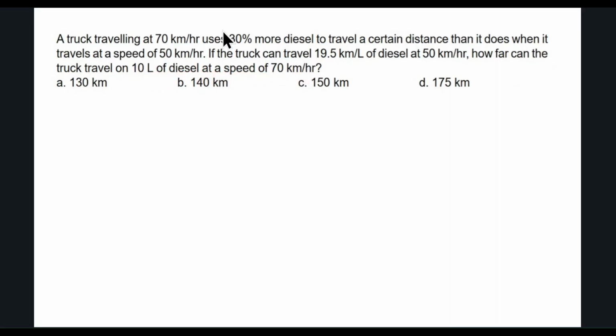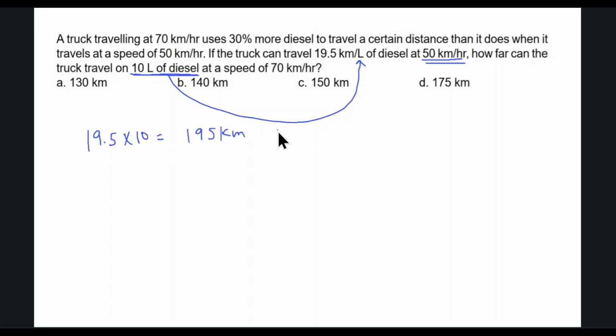Okay, so many variables here, could be a little confusing. First off, they want to know the distance traveled on 10 liters of diesel, right? So let's find how much distance it can travel in 10 liters if the speed is 50 kilometer per hour. They are saying that it is 19.5 for every 1 liter. So for 10 liters, the truck can travel 195 kilometer if it is traveling at a speed of 50 kilometer per hour, right?